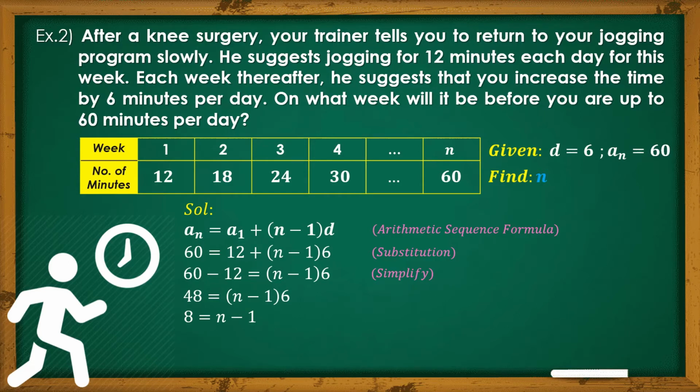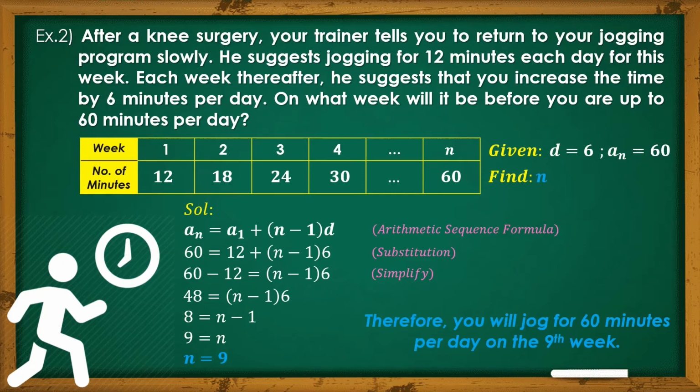Matitira is n minus 1 sa right side. Transpose negative 1, so magiging siyang plus 1. And 8 plus 1 is 9. Now, you will jog for 60 minutes per day on the 9th week.